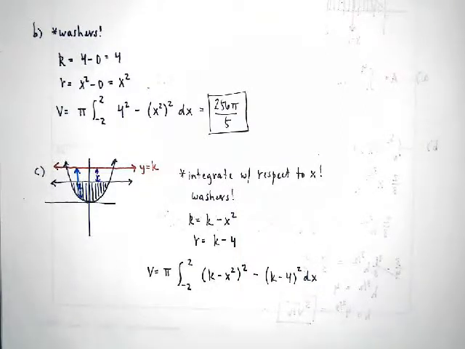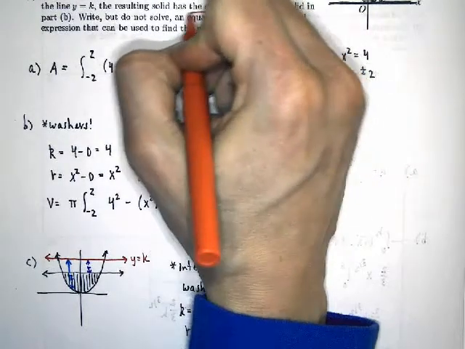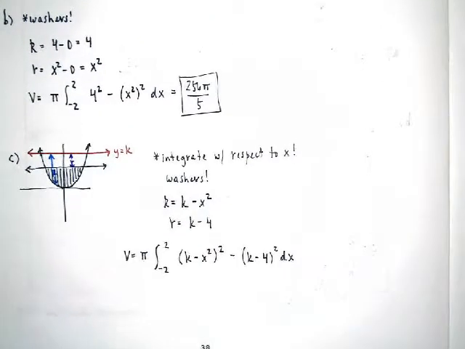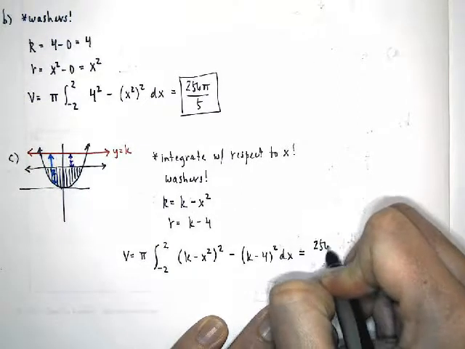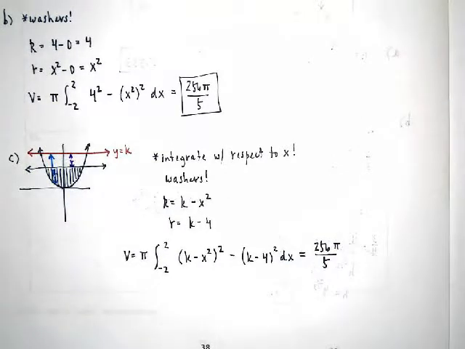And the key here, remember, if it asks you for an equation, make sure your answer is an equation. So far we have an integral, but we need to say, well, this volume should be equal to the volume from part B, which was 256 pi over 5. So that's our equation that we could use to solve for k.